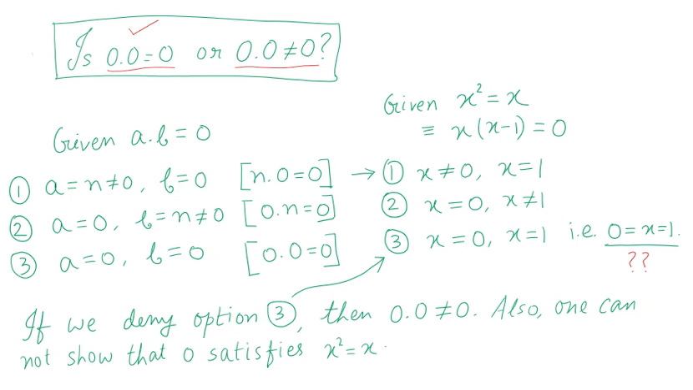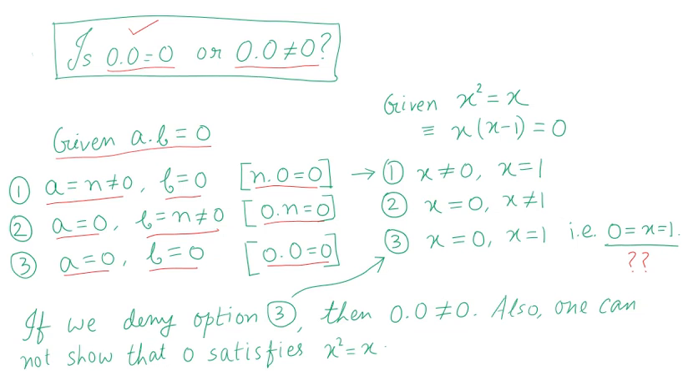To understand this, let us consider a situation where we are given that the product of two numbers a and b is 0. From there we can draw three conclusions. One is a not equal to 0, b equals 0, which follows from the arithmetic truth that any non-zero number into 0 equals 0. Similarly, the second conclusion is a equals 0, b not equal to 0. This also follows from the arithmetic truth that 0 into some non-zero number equals 0. But there is another option which follows from the arithmetic truth 0 into 0 equals 0, and that is a equals 0, b equals 0.